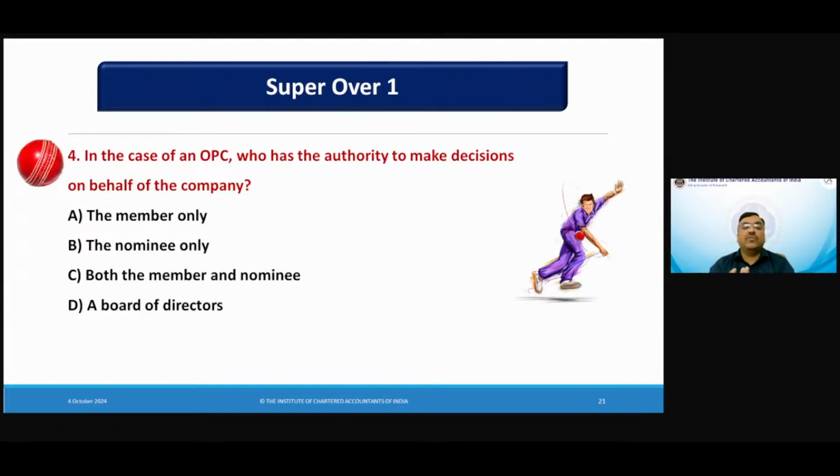In case of an OPC, who has the authority to make decisions on behalf of the company? The member, nominee, both member and nominee, board of directors.